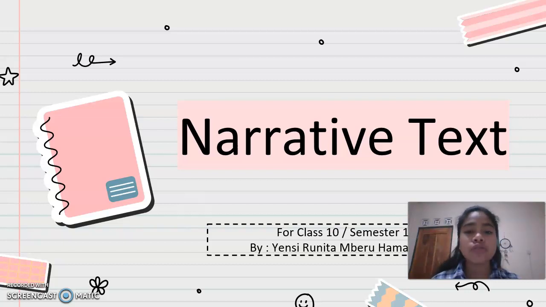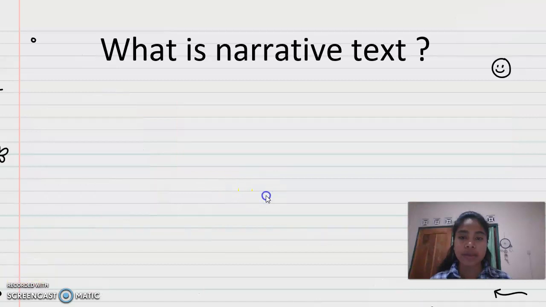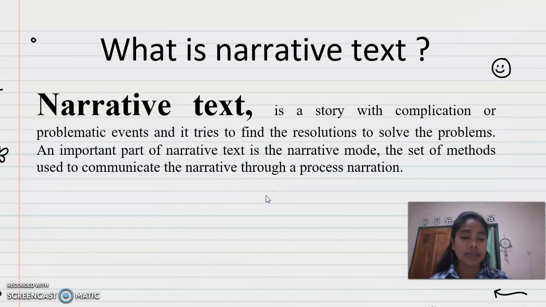Today we are going to learn about narrative text. Do you know what is narrative text? Narrative text is a story with complication or problematic event and it tries to find the resolution to solve the problems. An important part of narrative text is the narrative mode, the set of methods used to communicate the narrative through a process narration.